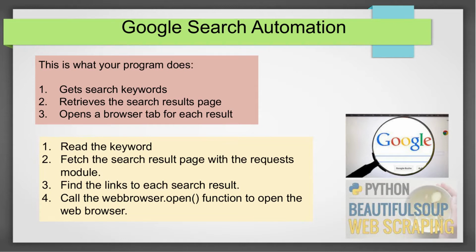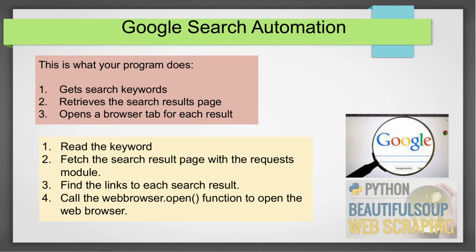This is what your program does. Gets search keywords, retrieves the search results page, opens a browser tab for each result. This means your code will need to do the following. Read the keyword, fetch the search result page with the requests module, find the links to each search result, call the webbrowser.open function to open the web browser.